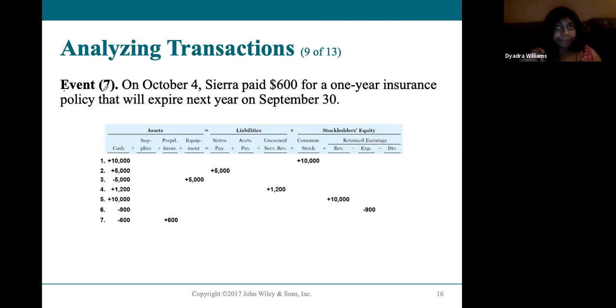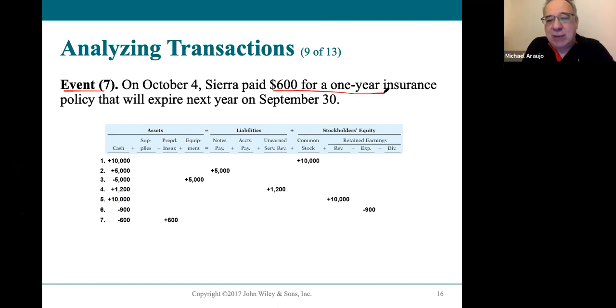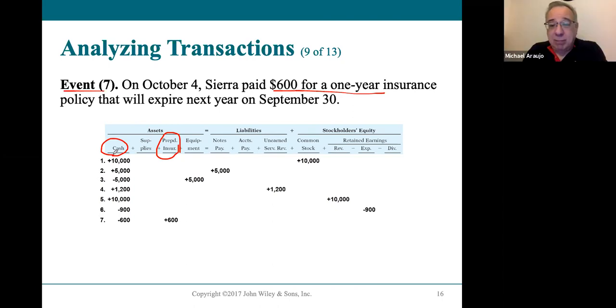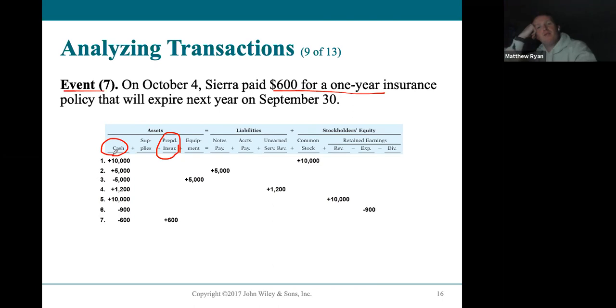All right. Event number 7. Looks like we paid $600 for that insurance policy. We thought about it, say, okay, well, we got more prepaid insurance, $600 more. Well, we got less cash, $600 less in cash. So who's next to come up and talk to me like an accountant? I'll do it. It's okay. Do a debit prepaid insurance for $600 and credit cash $600.